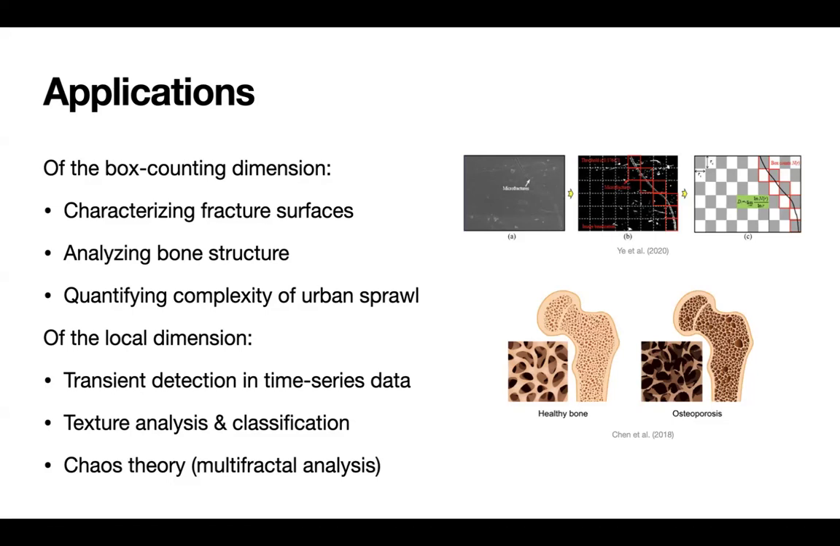The local dimension you can apply to a lot of things, like transient detection, finance, any kind of time series data, texture analysis, also in medical imaging. A big application of this local dimension is to multifractal analysis, applied to dynamical systems and chaos theory, which I'm not going to get into, but that's actually a really interesting connection and direction for future work.